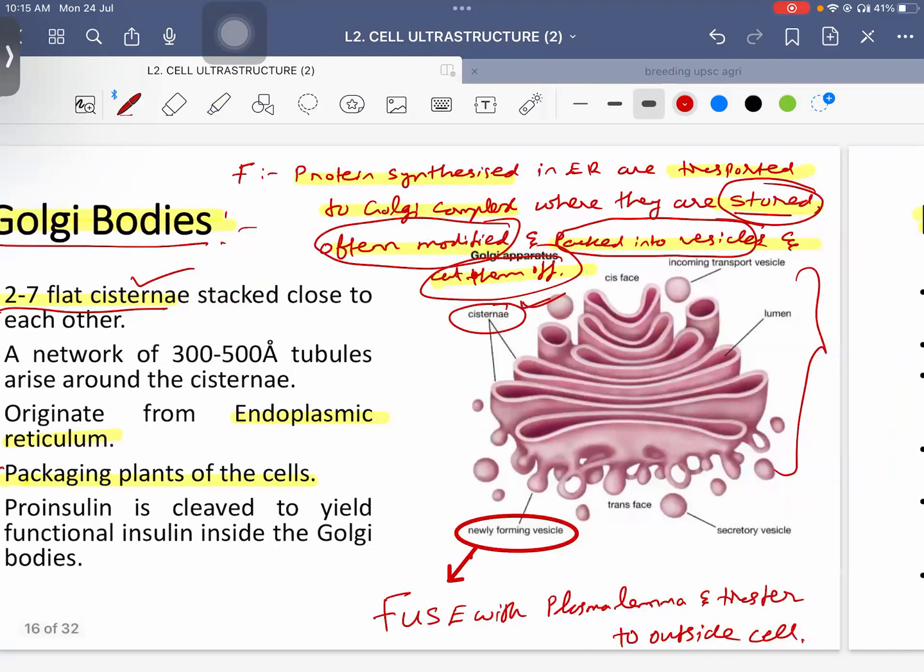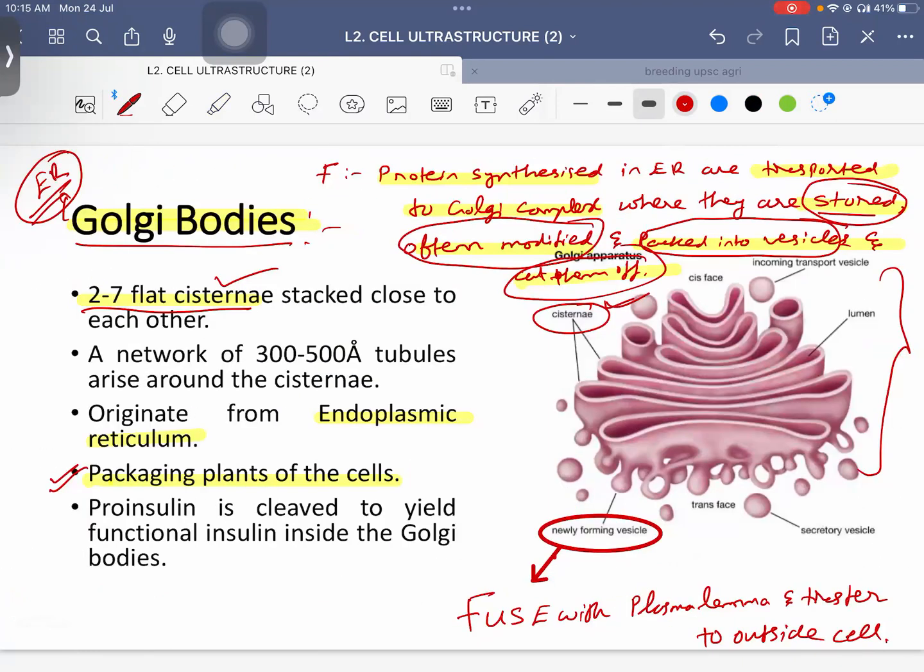Now the next slide. Here we have the vesicles, and these vesicles fuse with the food molecules or the protein molecules and pack them, and then they cut off and move to different organelles. So remember, they are stored, often modified, packed into vesicles and cut off, and then they go to the place they have to go. These newly formed vesicles fuse with the plasma lemma, the plasma membrane, and transfer to outside the cell. They will just break and then fuse with the plasma lemma.